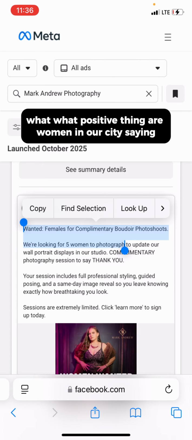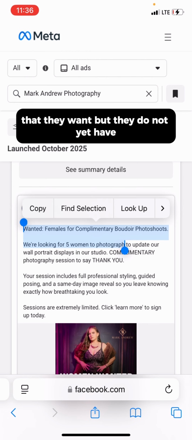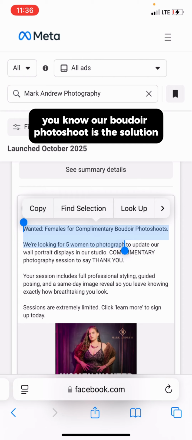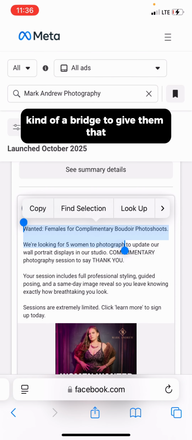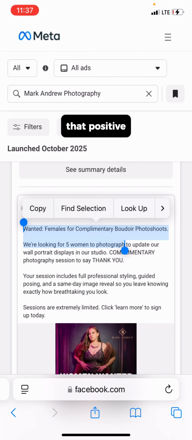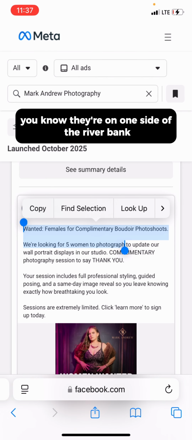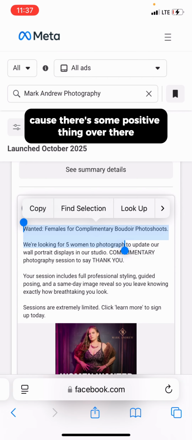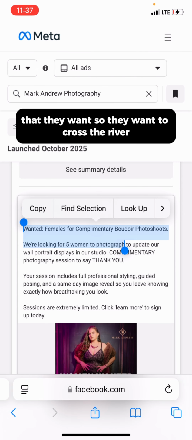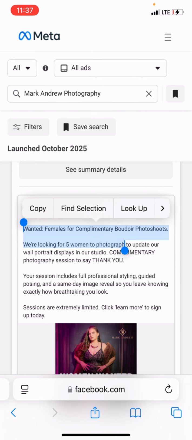All right, next we need to have a positive in the See More headline. What positive thing are women in our city saying that they want, but they do not yet have? Our boudoir photo shoot is the solution, kind of the bridge to give them that positive. So kind of like, they're on one side of the riverbank and they want to get to the other side because there's some positive thing over there that they want. So they want to cross the river.